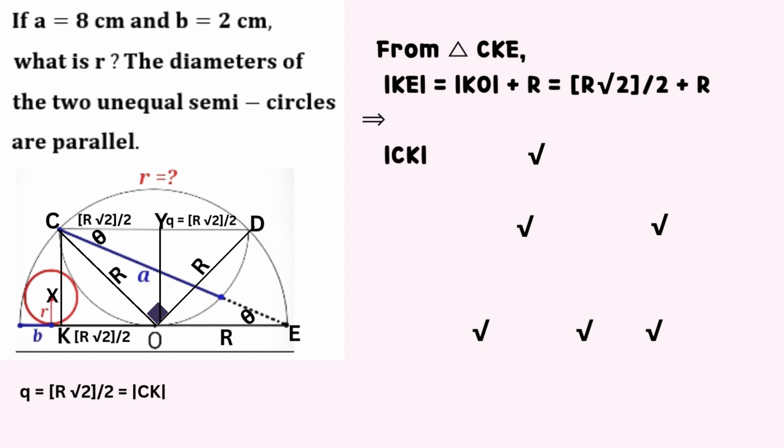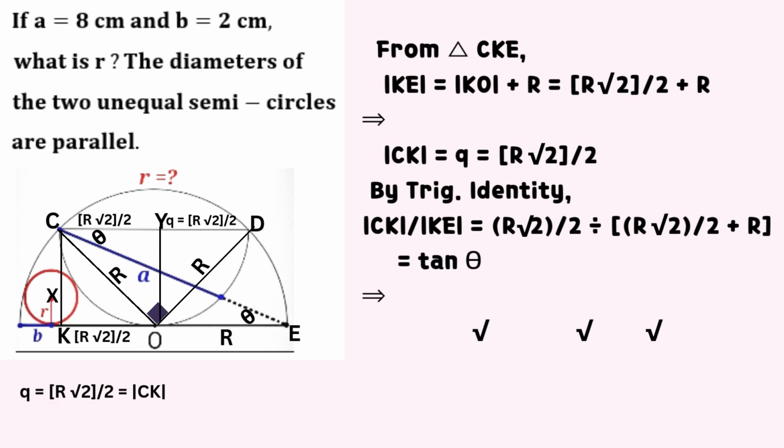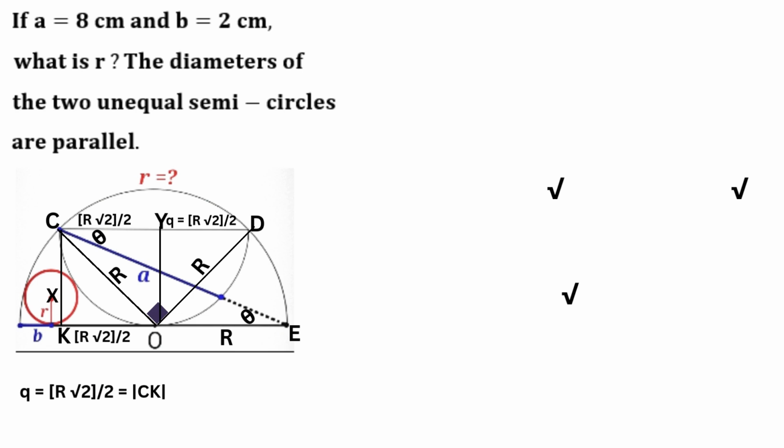From triangle CKE, line KE equals the sum of line KO and R, which equals the sum of half of R times the square root of 2 and R. It implies that line CK equals Q, which is half of R times the square root of 2. By trigonometric identity, line CK divided by line KE equals tan theta. After substitution and simplification of obtained values, it signifies that tan theta equals the square root of 2 minus 1 as shown on the screen.